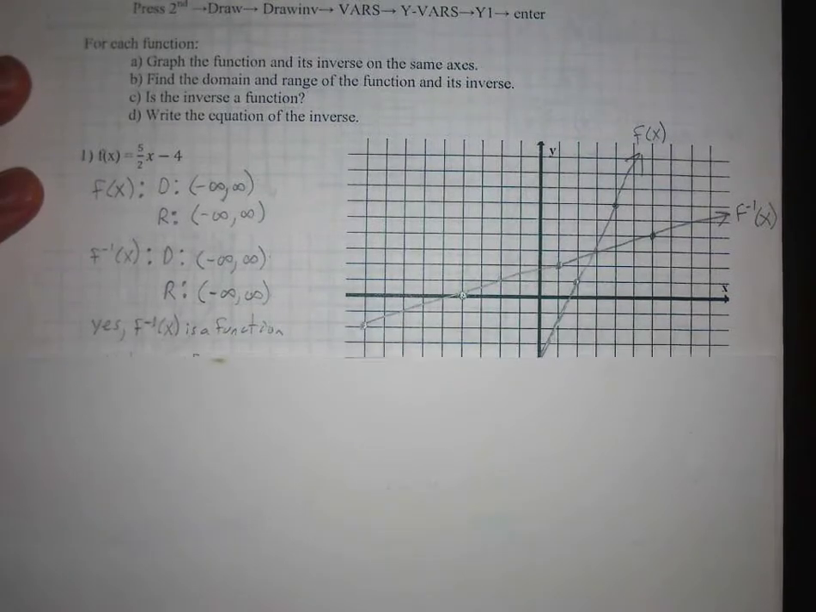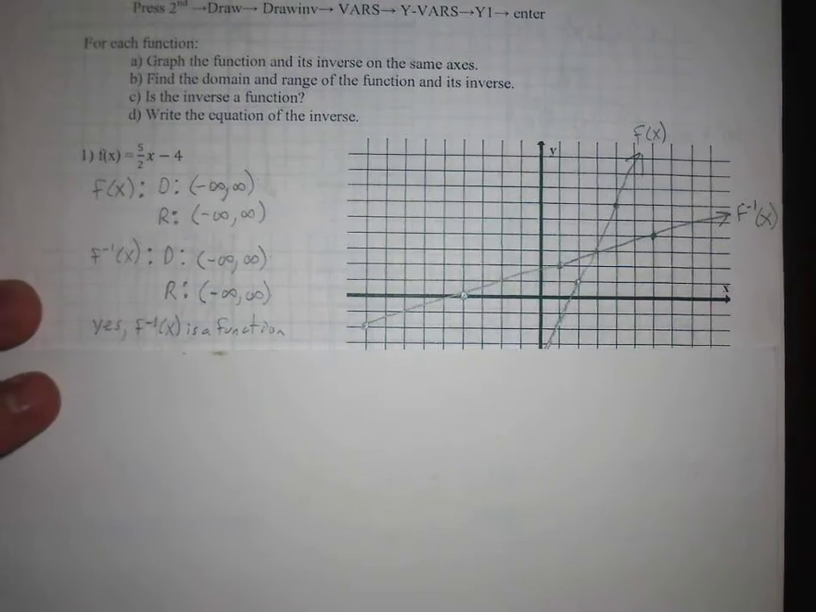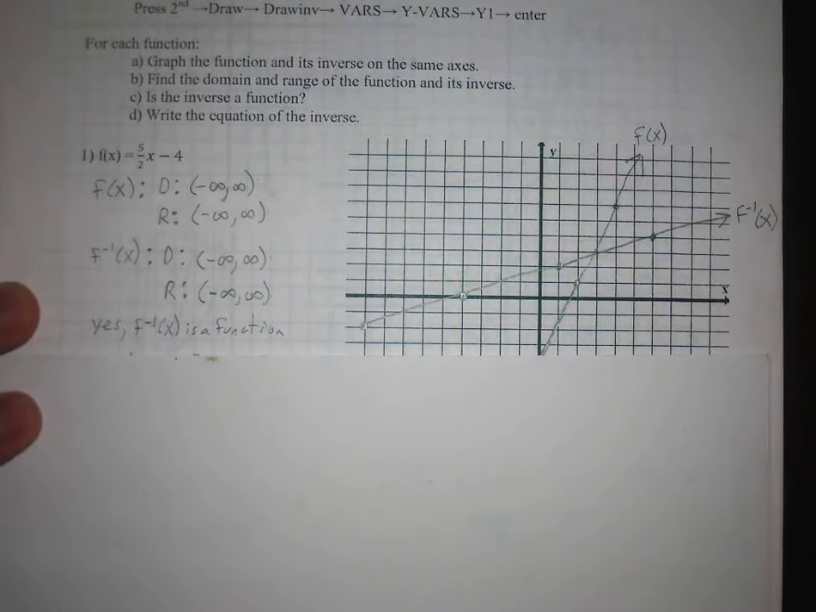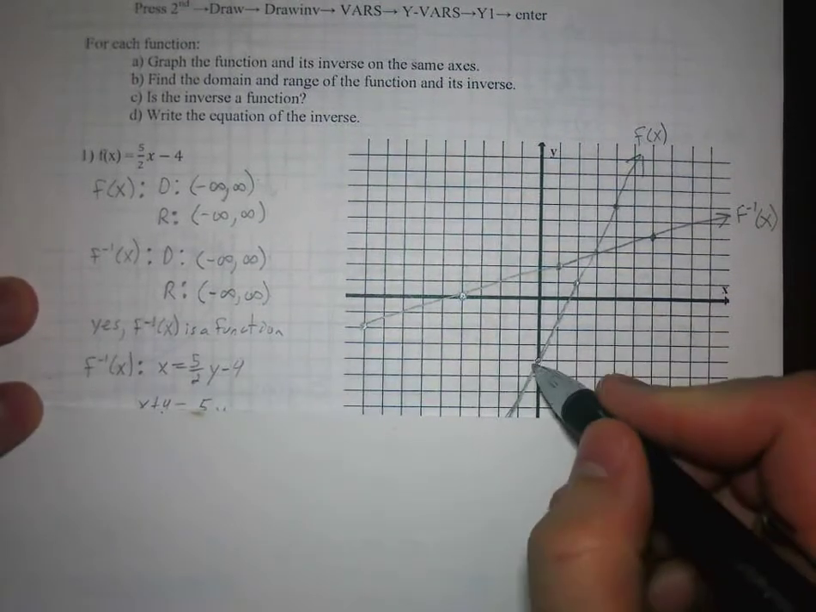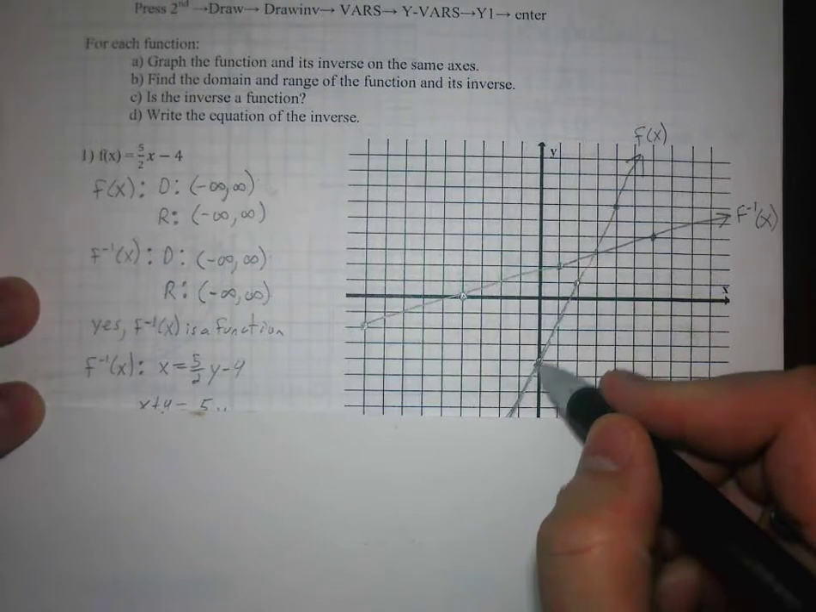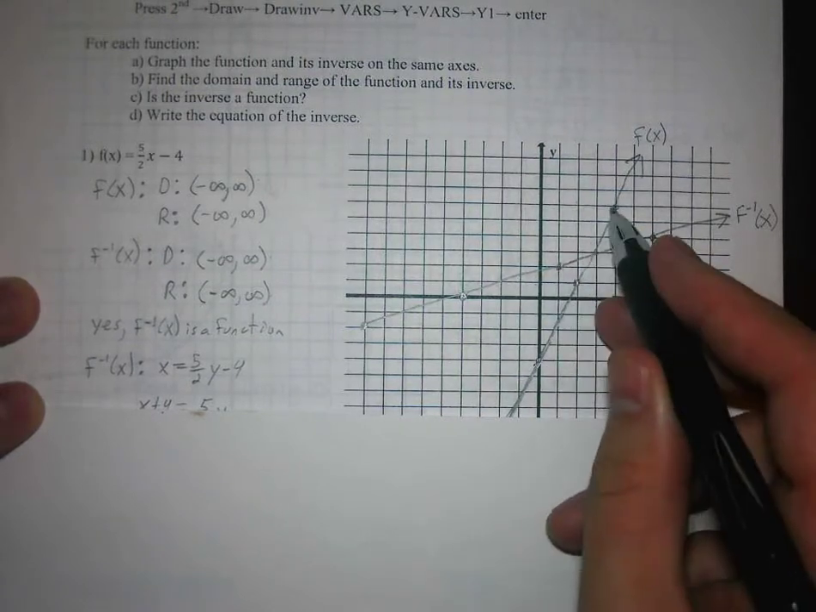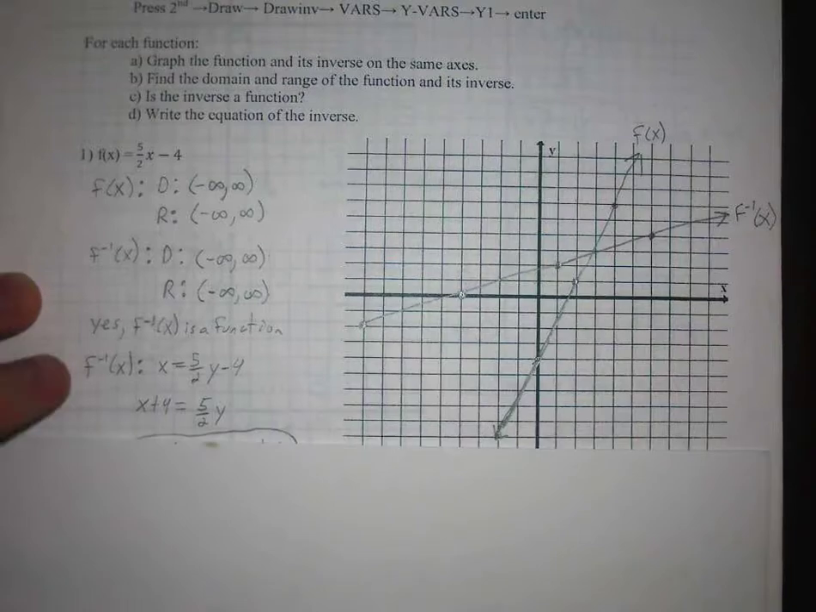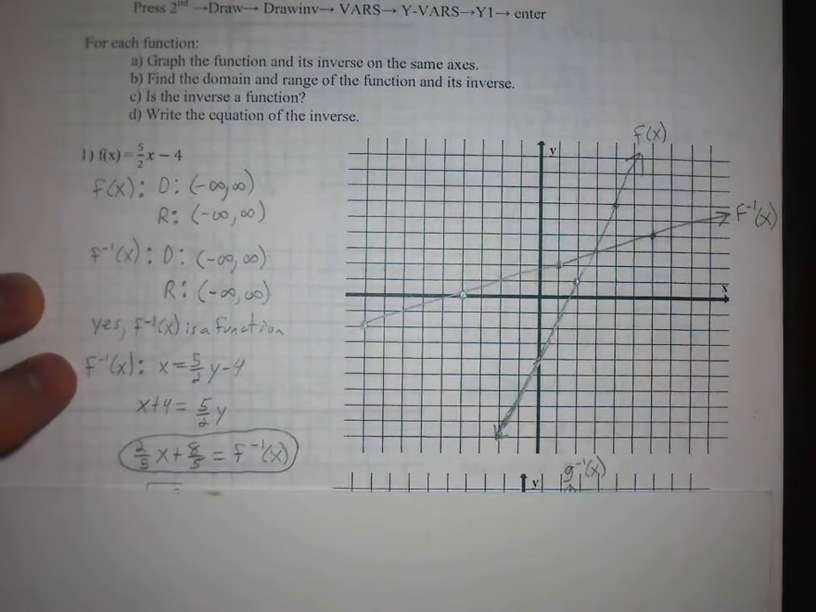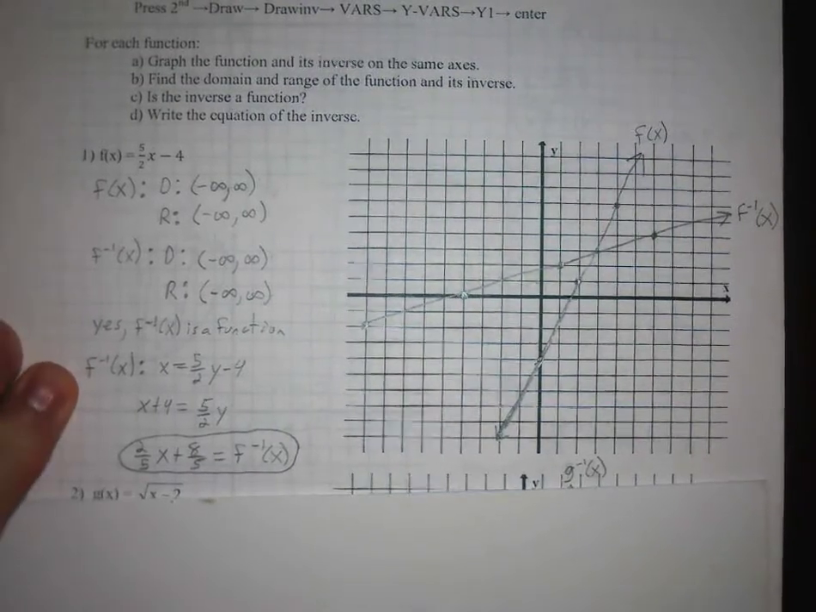So if you were to graph your function and its inverse, the function 5/2 x minus 4, we start down here at negative 4, and then the slope is 5/2, so up 5 to the right 2. There's your line. So to find the inverse, you switch x and y.